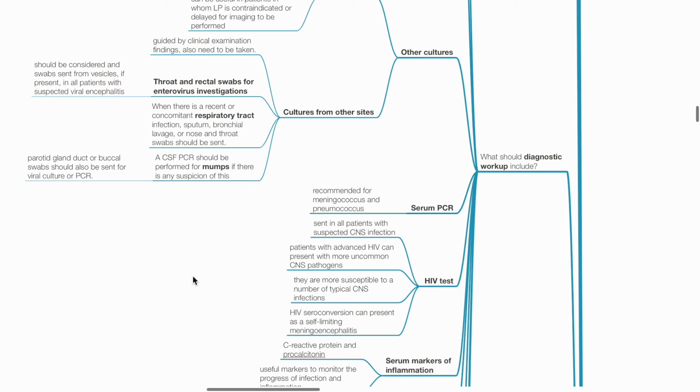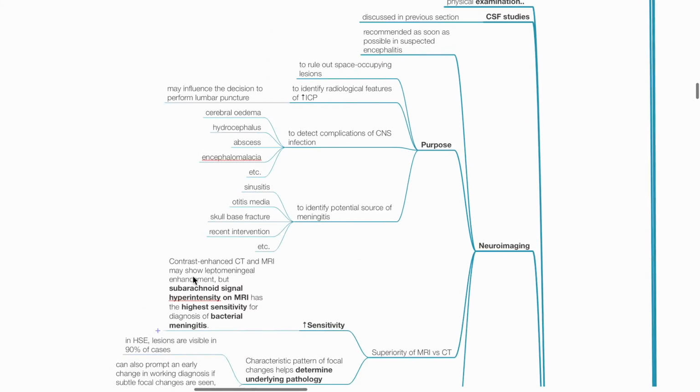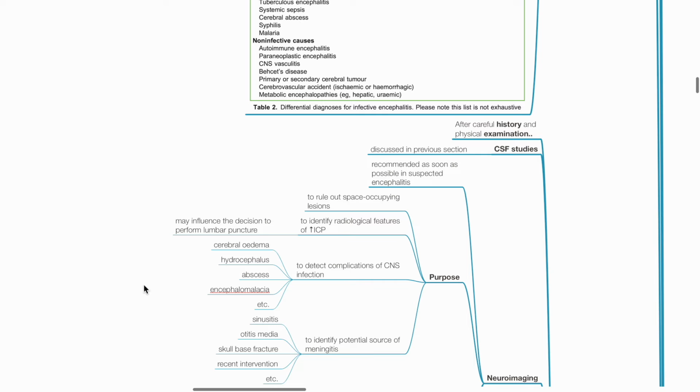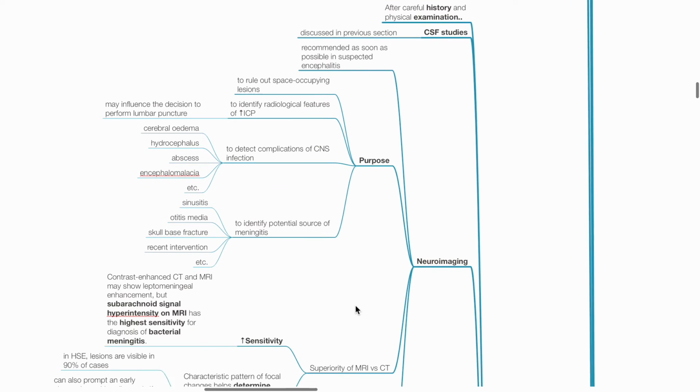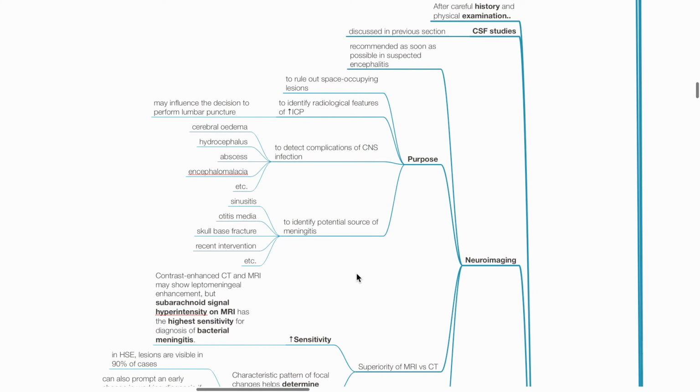What should the diagnostic workup include? After careful history and physical examination, CSF studies as discussed in the previous section. Neuroimaging is recommended as soon as possible in suspected encephalitis. Purpose of neuroimaging includes to rule out space-occupying lesions, to identify radiologic features of raised ICP, to detect complications of CNS infection, such as cerebral edema, hydrocephalus, abscess, and encephalomalacia, and to identify potential source of infection, such as sinusitis, otitis media, skull base fracture, and recent intervention.